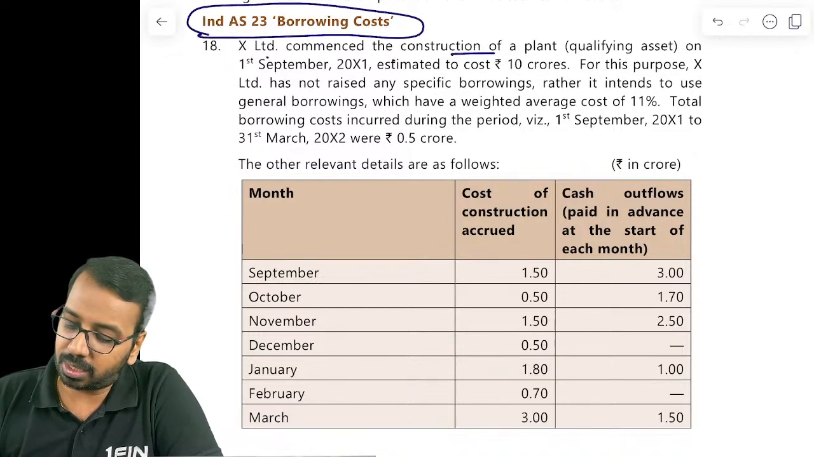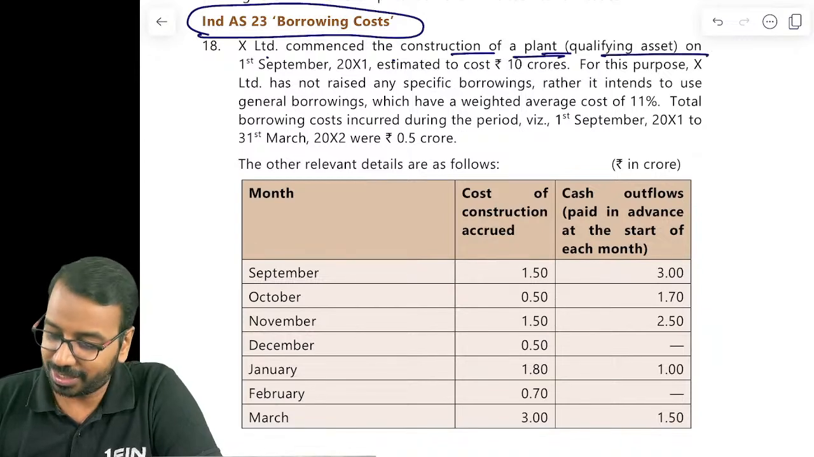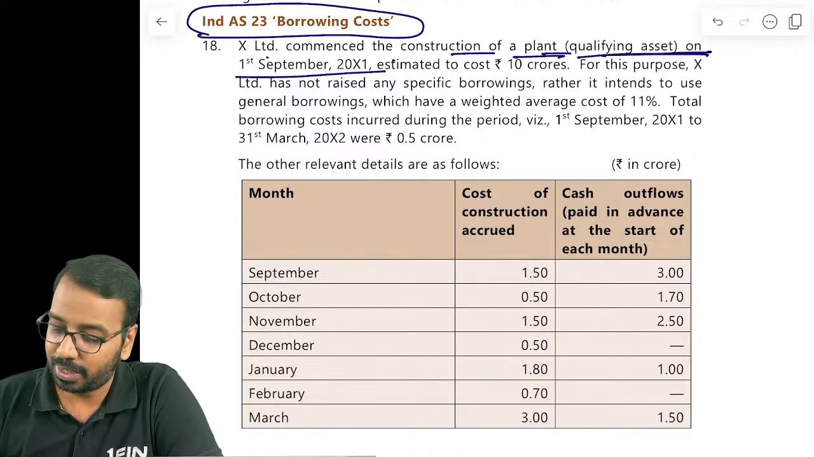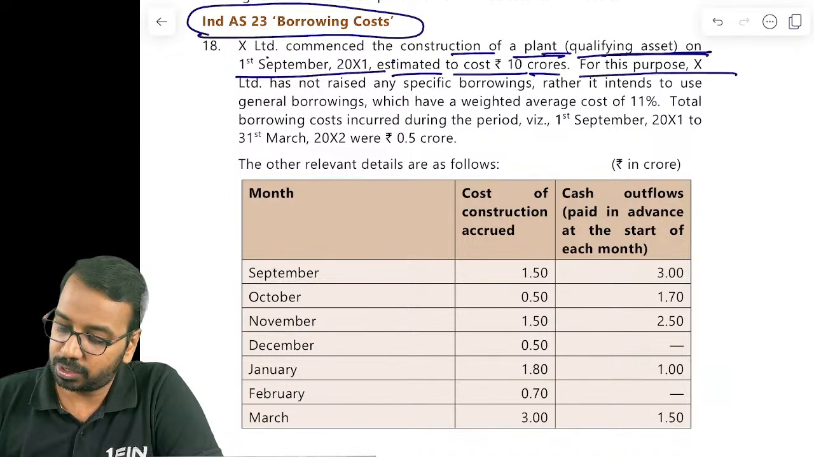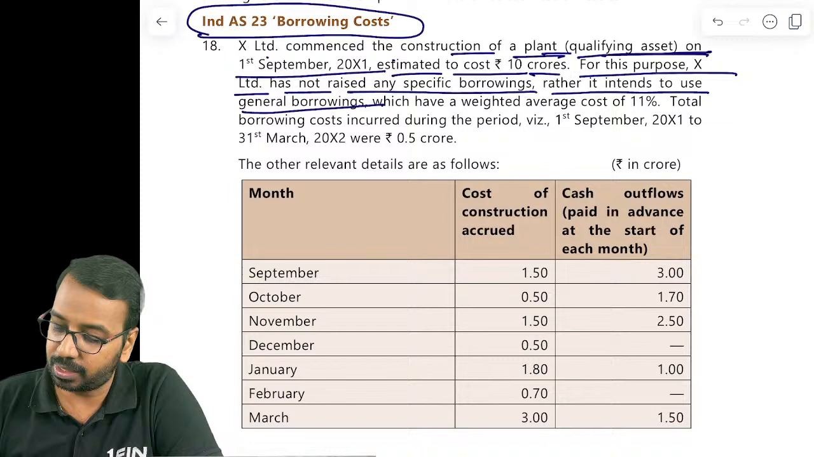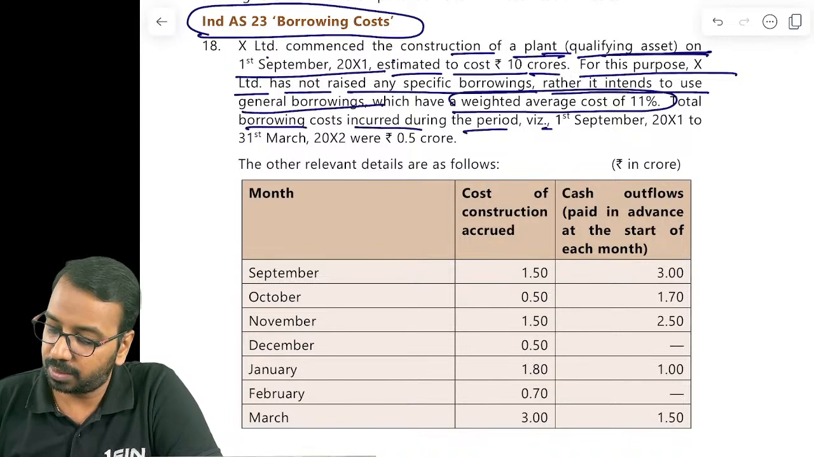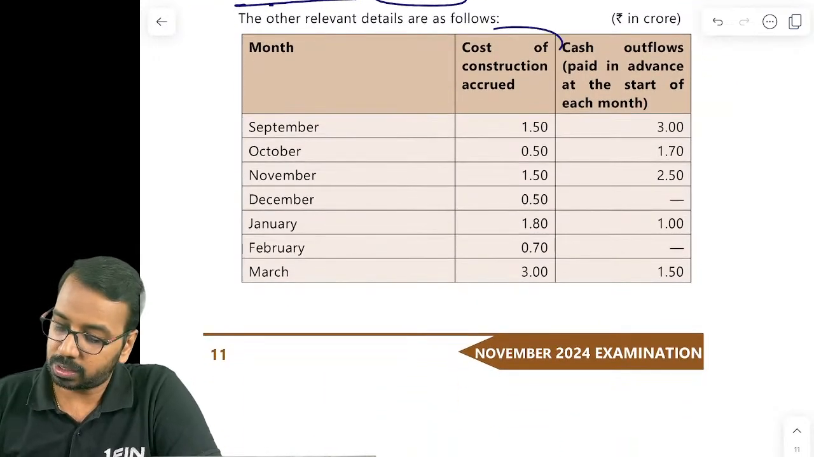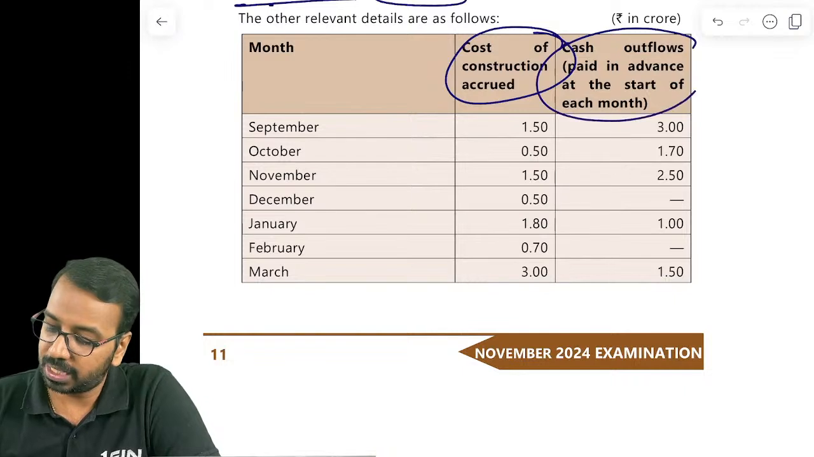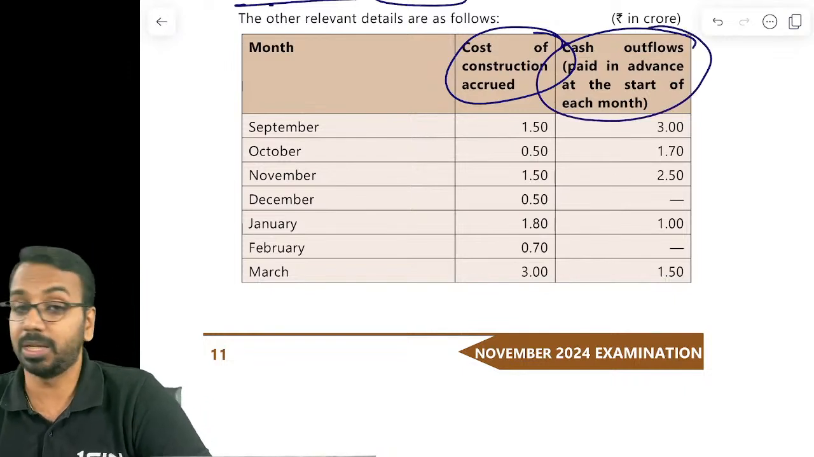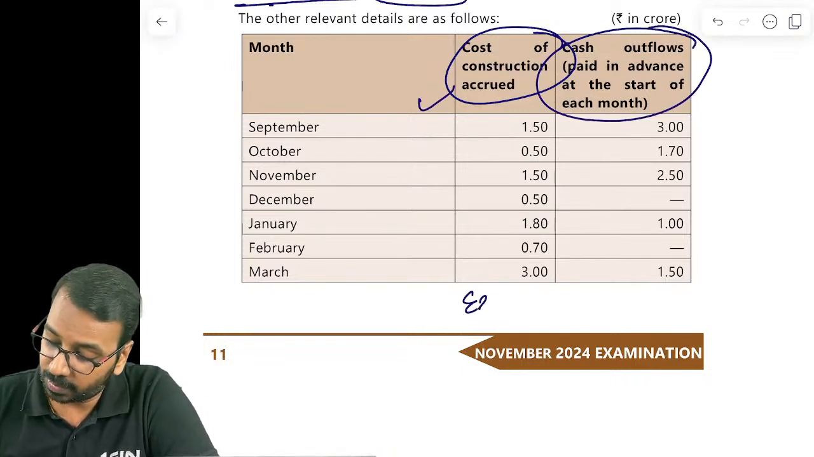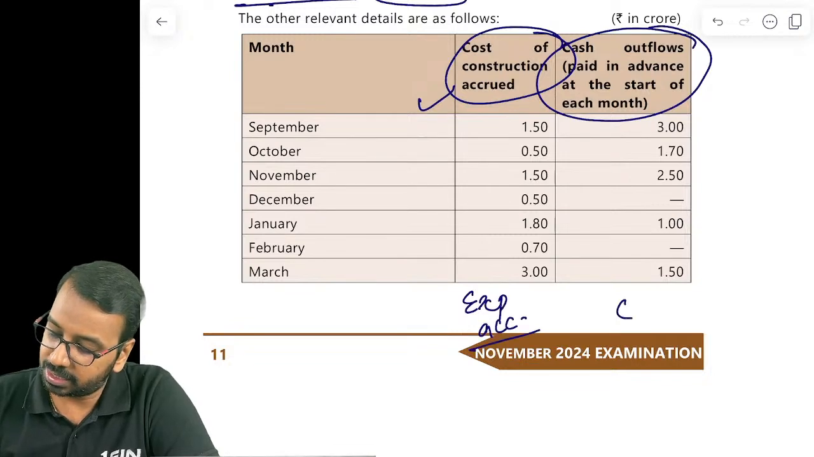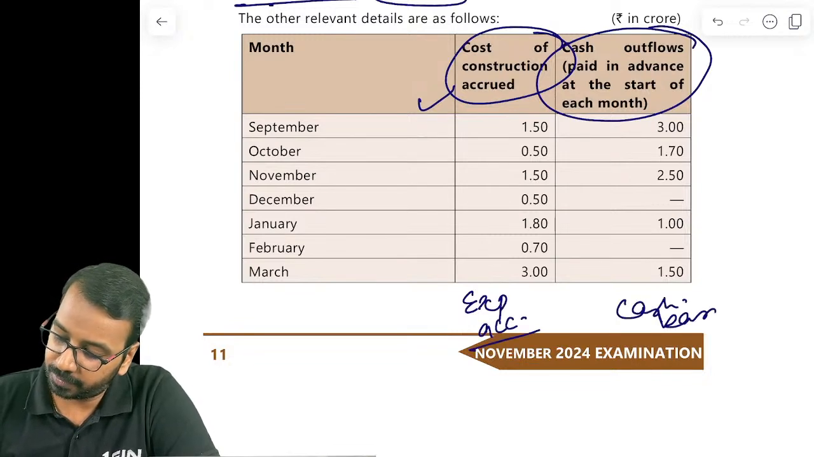X Limited commenced the construction of a plant, a qualifying asset, on 1st of September, estimated to cost 10 crores. For this purpose, X Limited has not raised any specific borrowings. Rather, it intends to use general borrowings, which have a weighted average cost of 11%. Total borrowing cost incurred during the period between 1st September to 31st March was 0.5 crores. Month, cost of construction accrued, cash flows paid in advance at the beginning of the month. So this is on expenditure accrual basis. This is on cash basis.